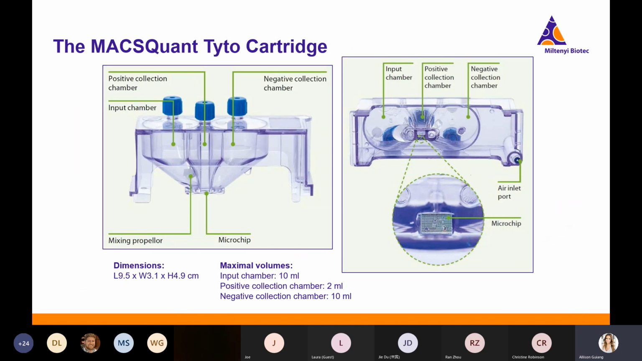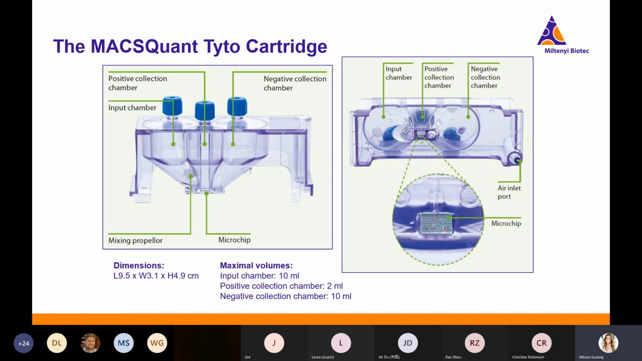Okay, and here's a little bit more in-depth picture of the MACSQuant Tyto cartridge, right? Because this cartridge is the actual heart of the Tyto system. Like I mentioned before, it has the 3 chambers, the input, the positive, and the negative. All chambers can be accessed from above through luer locks, either just using a long or gel-loaded pipette tips.